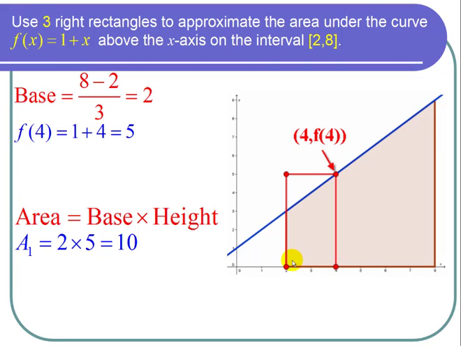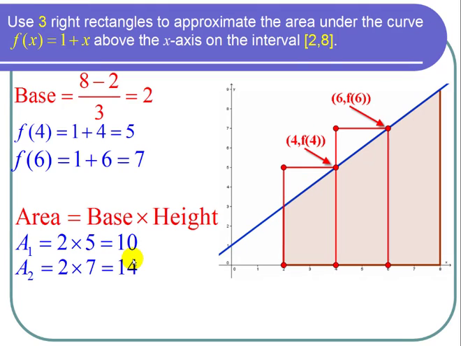And then we're using right rectangles, which means we use the x value of 4 to define our height. So we're going to move up to the line, and we're going to look at 4 comma f of 4, and that'll be the height of the first rectangle. F of 4 is 1 plus 4, which is 5. And the area of this rectangle is the base times the height. The base is of width 2, and the height is 5. We just calculated that. And we get 10.